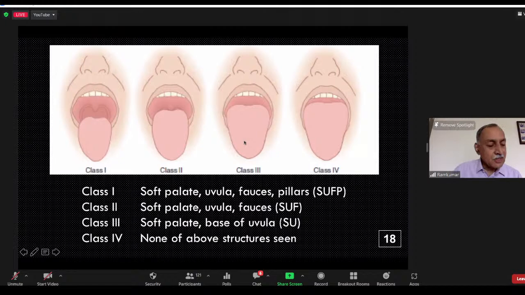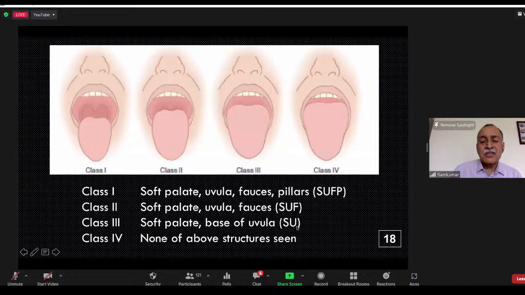And in class 4, which is the most complicated one, we see none of the above structures. You don't see the soft palate, the uvula, the fossae, or the pillars. If all these are blocked, then that augurs very poorly for our ability to displace the tongue and get a view of the larynx. So just remember Mallampati classification of S, U, F, P, and progressively one of the structures gets obliterated from our view.